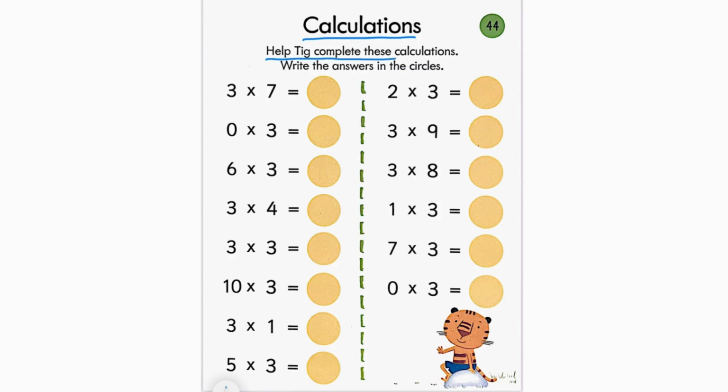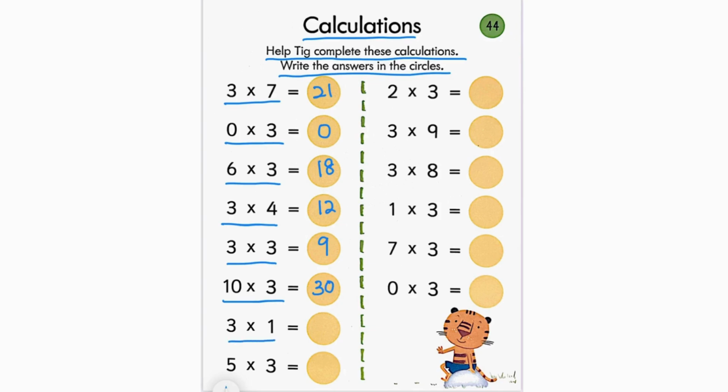Calculations. Help complete these calculations. Write the answers in the circles. 3 times 7 is 21. 0 times 3 is 0. 6 times 3 is 18. 3 times 4 is 12. 3 times 3 is 9. 10 times 3 is 30. 3 times 1 is 3. 5 times 3 is 15. 2 times 3 is 6. 3 times 9 is 27. 3 times 8 is 24. 1 times 3 is 3. 7 times 3 is 21. 0 times 3 is 0.